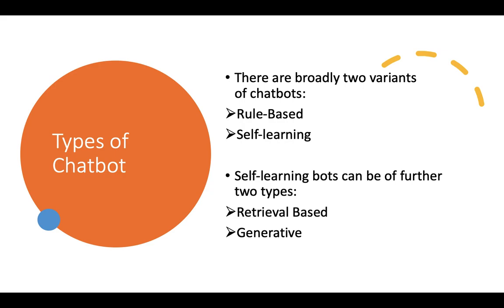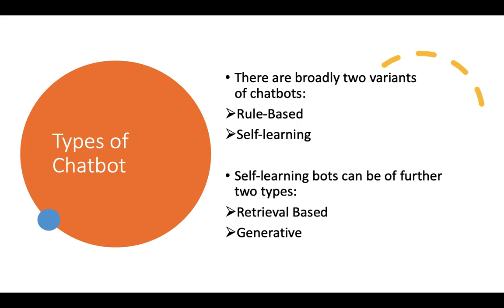So broadly, there are two variants of chatbots. One is rule-based and another one is self-learning. In the rule-based approach, a bot answers questions based on some rules on which it is trained, whereas in self-learning bots, some machine learning based approaches are used and they are more efficient than rule-based bots.